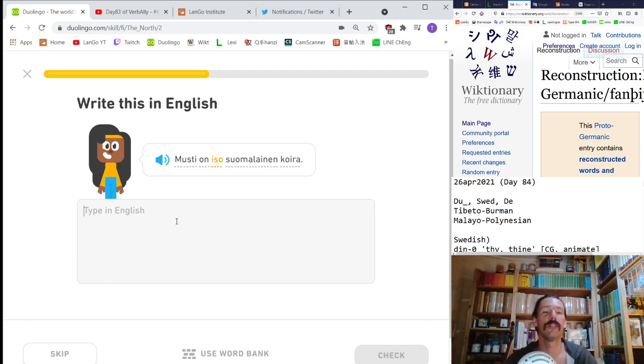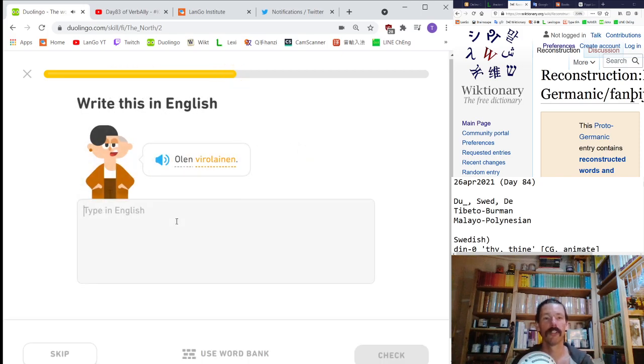Okay. Musti on. On means is. Iso is a big Finnish dog. Olen virolainen. I am virolainen. It's derived from the name of Estonia.